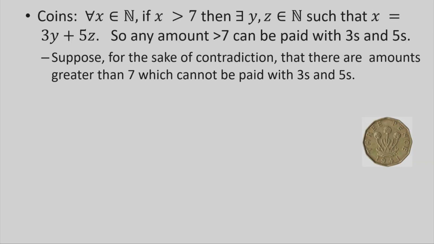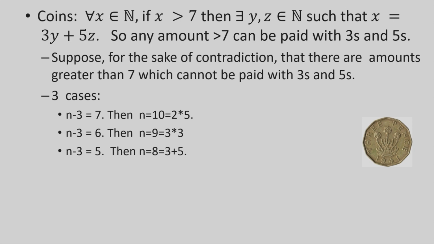So let's do it. We have 3 cases because it could be that our n is 8, it could be that our n is 9, or it could be that our n is 10. If n is any less, it won't be greater than 7. If n is any greater, then n minus 3 will not be less than or equal to 7. So those 3 are our only possibilities. Let's look at all of them.